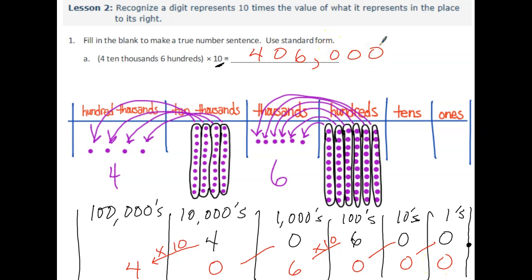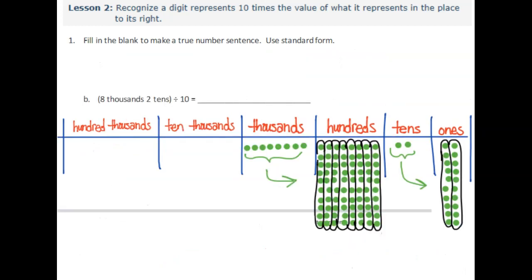So if you notice, I went from having 4 10,000s to 4 100,000s. I also went from having 600s to 6,000s. All right, let's take a look at 1B. In 1B, the place value chart is there again. Now, in this case, instead of multiplying by 10, we're dividing by 10. So if you notice, all of the digits went to the right one time.